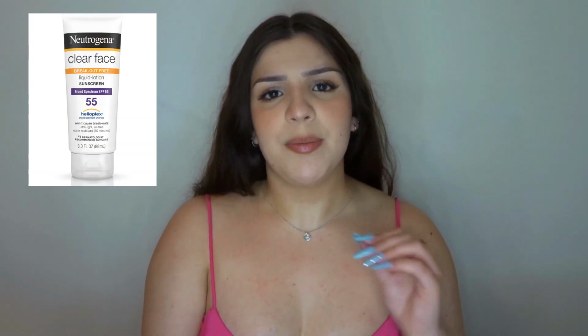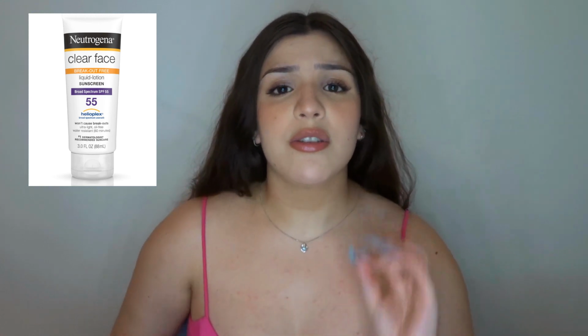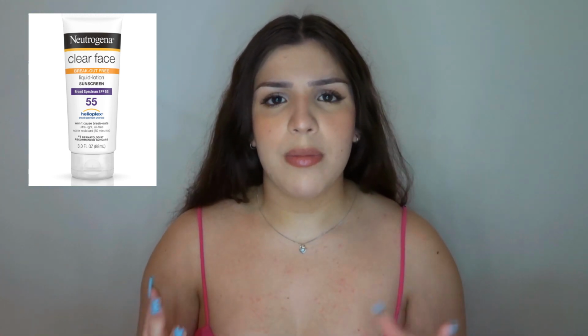Then lastly, I have the Neutrogena Clear Face Lotion, which comes in SPF 55, I'm pretty sure. So this is great for everyone with normal skin. People with combo can use it as well, and people with dry skin can pretty much use it if they want to. So this is just a clear one. It leaves no white cast and it's just really good for an everyday SPF.